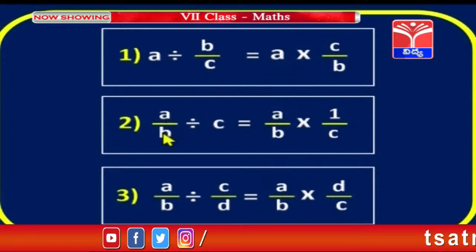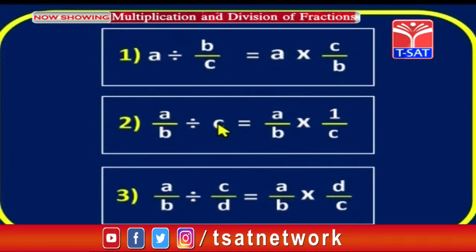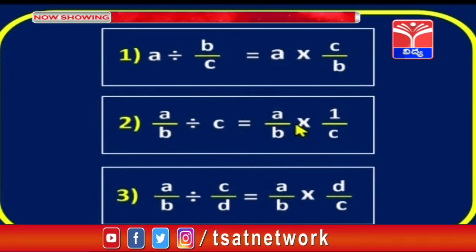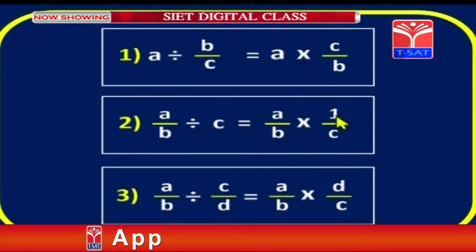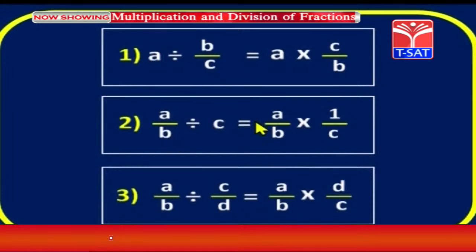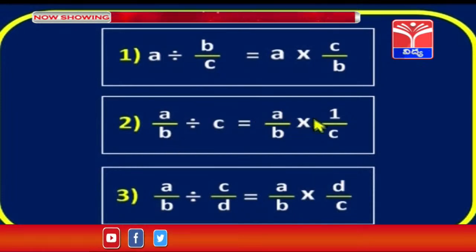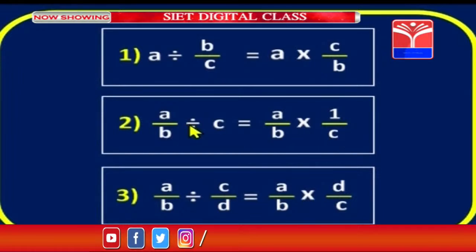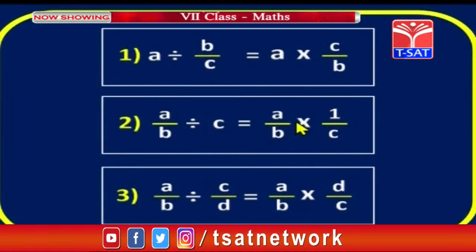Next, a by b divided by c can be taken as into 1 by c. Why 1 by c? Again the same, you have to take the reciprocal. So a by b divided by c is equal to a by b into 1 by c. So division by c can be taken as multiplication with 1 by c.